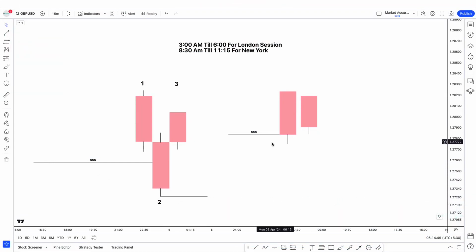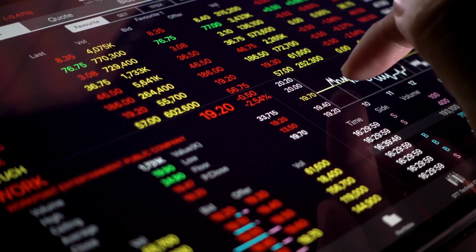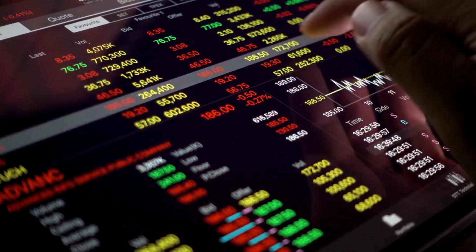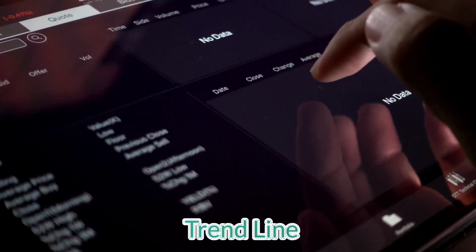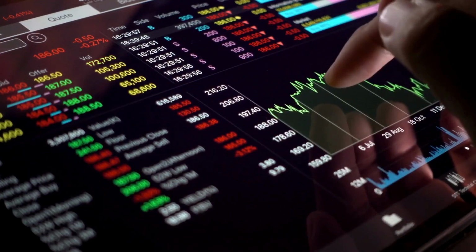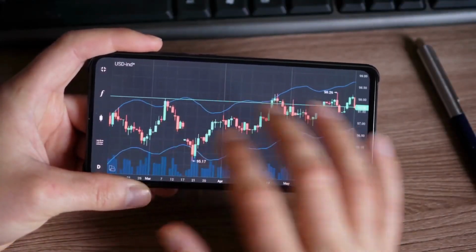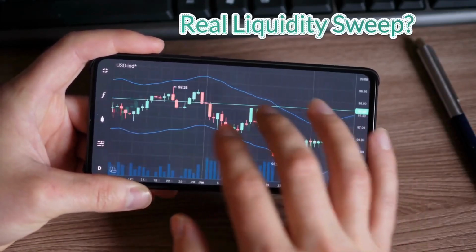Now, the thing is, a lot of people know where liquidity is, right? Liquidity can be found everywhere on the chart. It could be in the shape of a high or a low. It could be in the shape of a swing high, swing low, trend lines, any retail pattern, and that is liquidity. Now, the real question here is, how do you actually identify a real liquidity sweep?